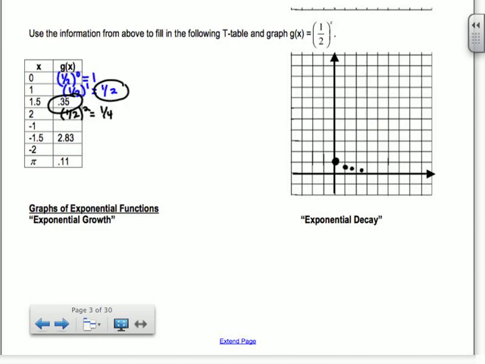All right, so if I have negative 1, that's 1/2 to the negative 1, which means I flip the whole base, so it becomes 2 over 1 to the 1, so I get 2. So negative 1 gives me 2. Negative 1.5 gives me 2.83. Negative 2 is going to give me 4. And pi gives me 0.11. So now it's going this way. It still has a horizontal asymptote at y equals 0. No vertical asymptotes at all.